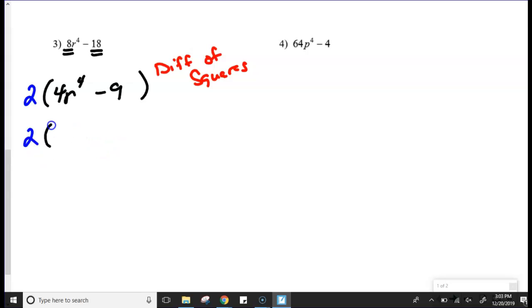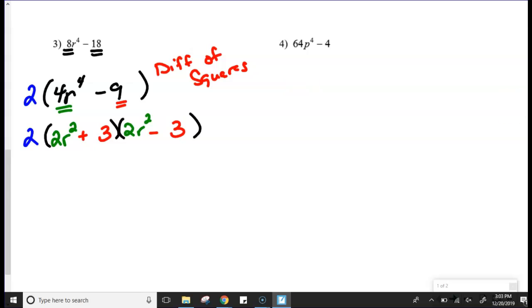And then the way the difference of squares pattern works is you find the twin factors for the 4r to the 4th and for the 9. So twin factors for 4r to the 4th would be 2r squared and 2r squared. And then the twin factors for the 9 would be 3 and 3. And then the way the signs work is 1 positive and 1 negative.